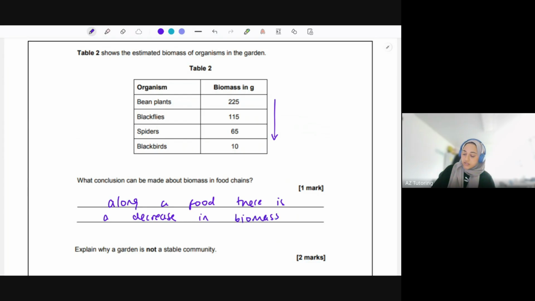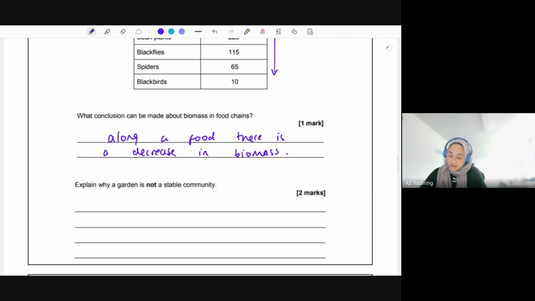That's why it's really good to critically analyze all the data you're given before you read the questions, because you might have already answered it yourself just by analyzing the data.